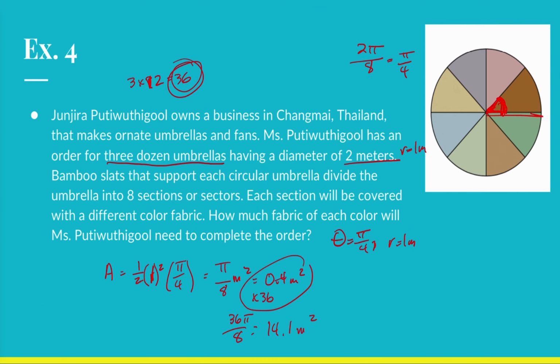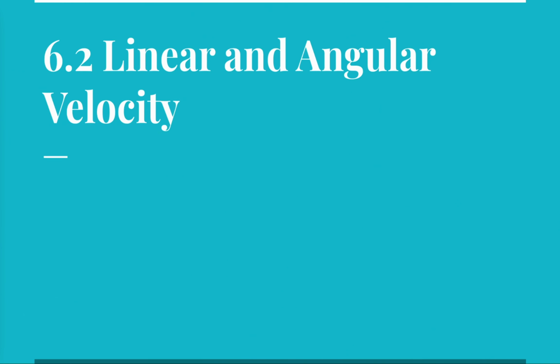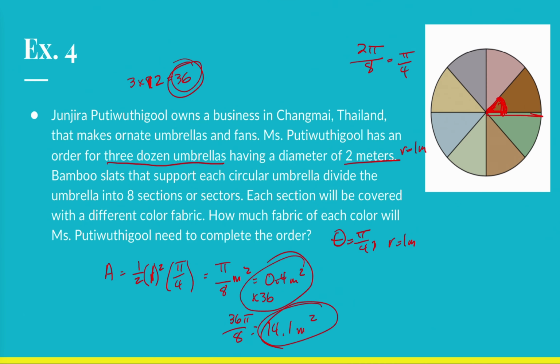Slightly different than multiplying this by 36 just because of rounding error. But if you did 0.4 times 36 and got 14.4, that would also work. I'd take it. Ta-da! Very easy. Great introduction to Chapter 6.